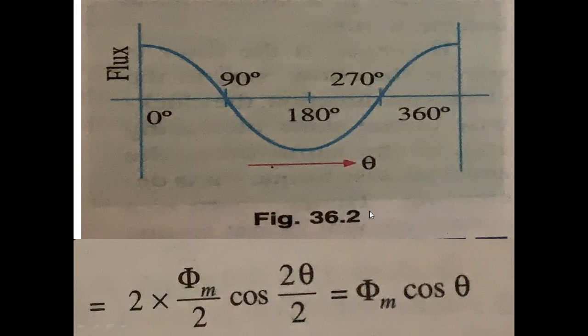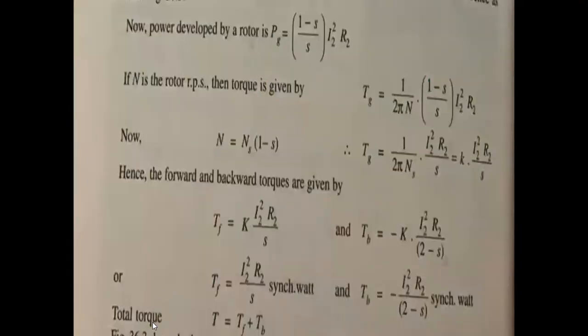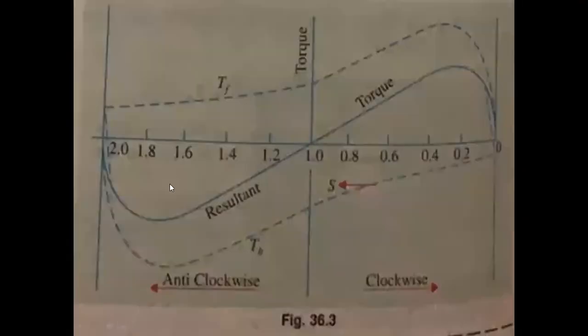So obviously there are two torques: one is called the forward torque and the other the backward torque. These are oppositely directed, so the resultant torque will be equal to the difference of the torques. I will show you the torques in the next figure. This is the clockwise torque and this is the anti-clockwise torque.